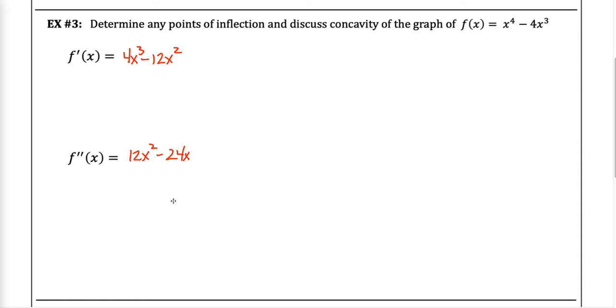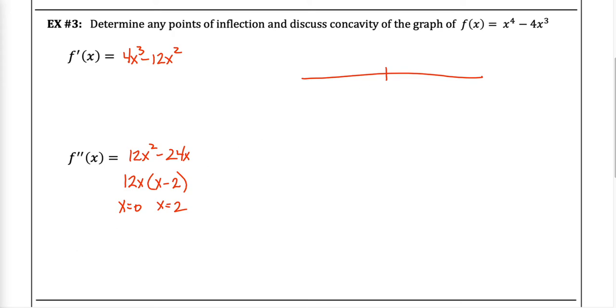Okay, so take a 12x out. Good. Factor it out, yep. So then it would be x minus 2. So then one x would be x equals 0, and the other one would be x equals 2. Perfect. Nice job.